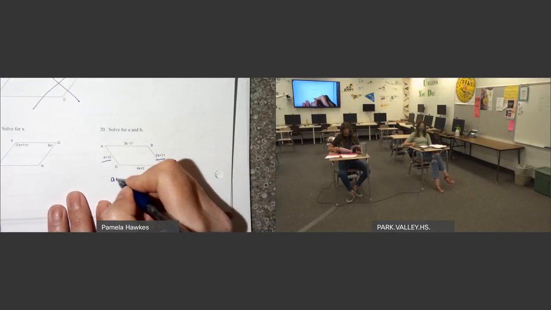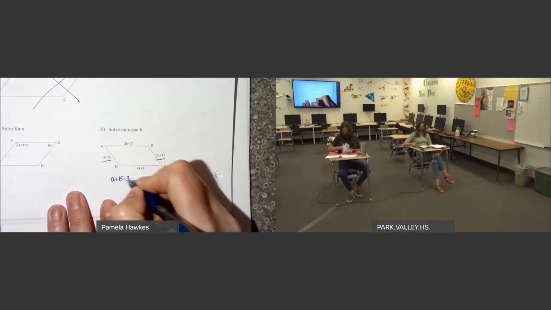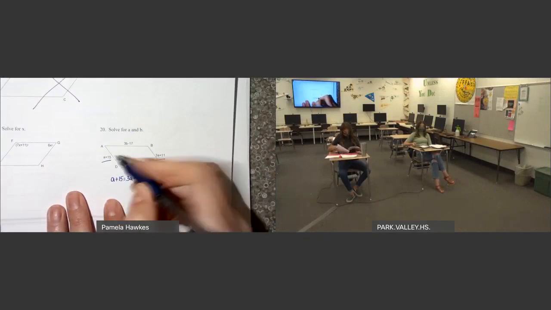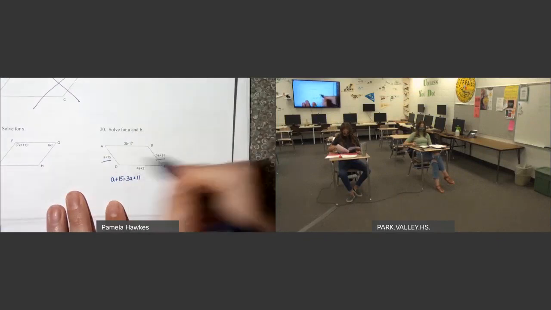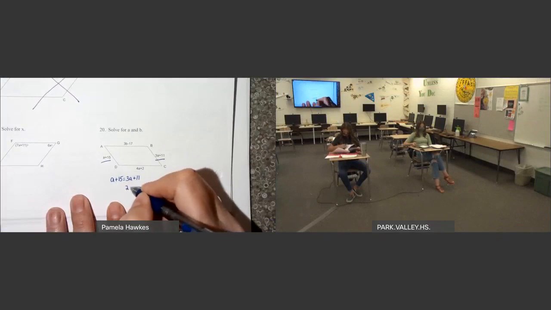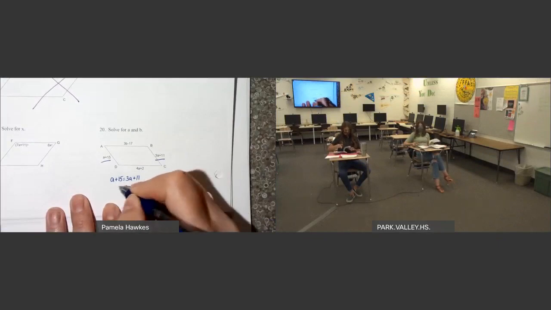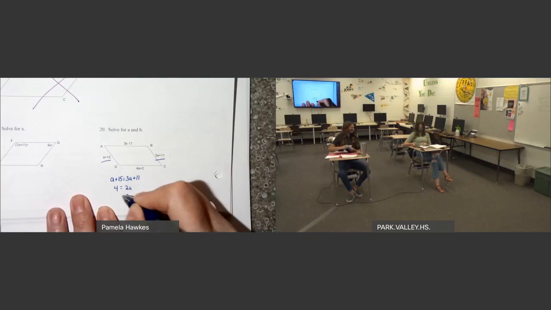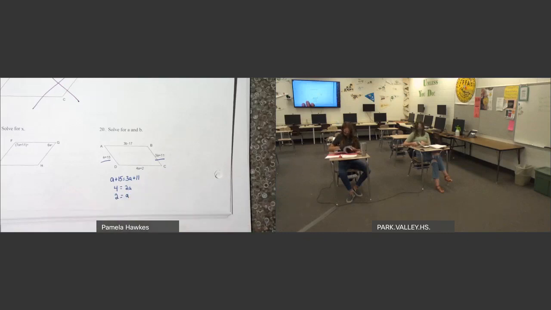Okay, so A plus 15 equals 3A plus 11. On Friday we learned that if they're opposite from each other, they're equal. So that works. So we got 2A equals 4, right? So A is 2. Good. Does that help everybody? Can you finish it now?